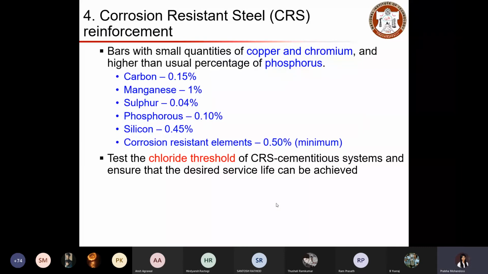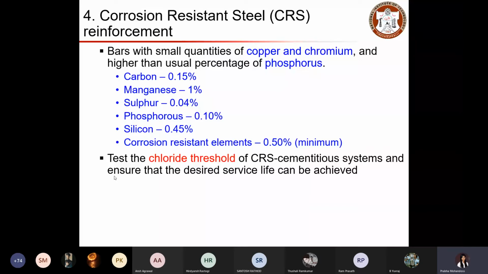So the next type of rebar is corrosion resistant steel reinforcement. So here, basically you are changing the composition of steel. So the bars with small quantities of copper and chromium and higher than usual percentage of phosphorus. This is what your compositions are for corrosion resistant steel. So you can see the ingredients, amount of other elements: carbon, manganese, sulfur, phosphorus, silica, and corrosion resistance elements that you can add on.